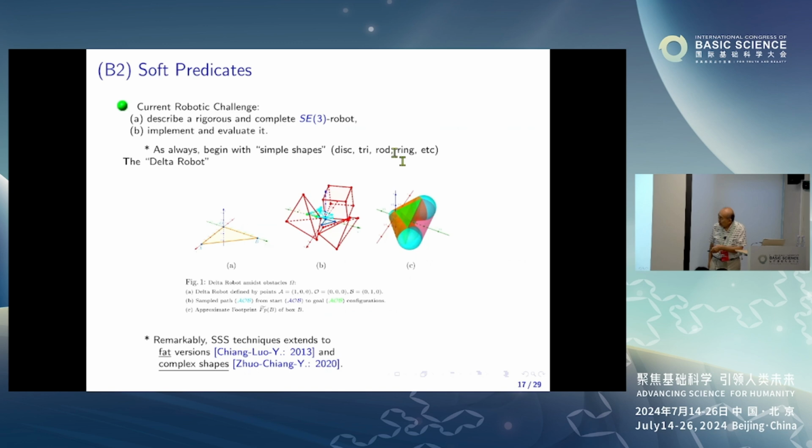And our SSS technique is remarkably versatile. You can fatten your robot. You can make unions of complex shapes, none of which exact algorithms are capable of doing. In an exact algorithm, every time you change something like that, you have to design a completely new algorithm.